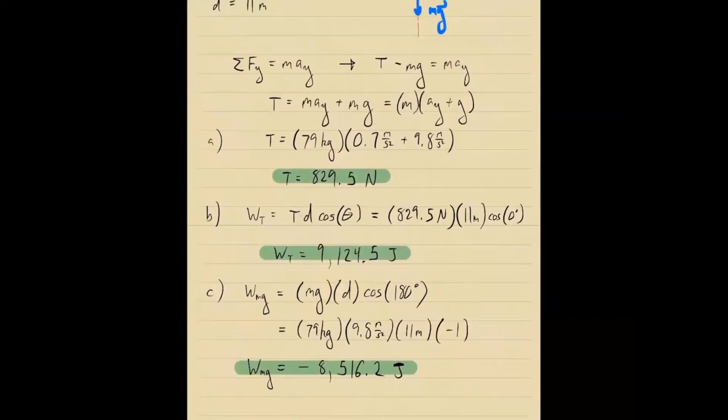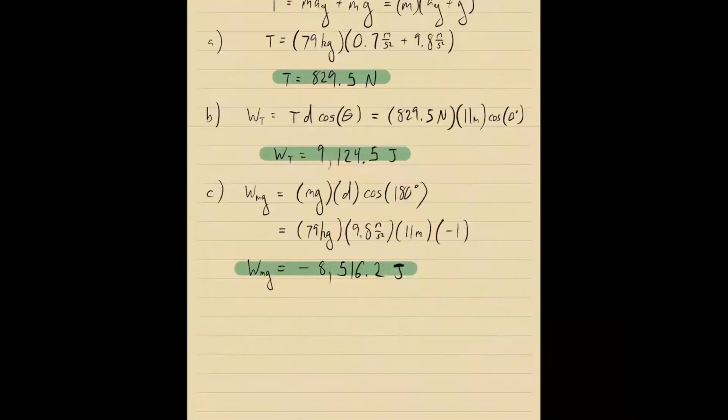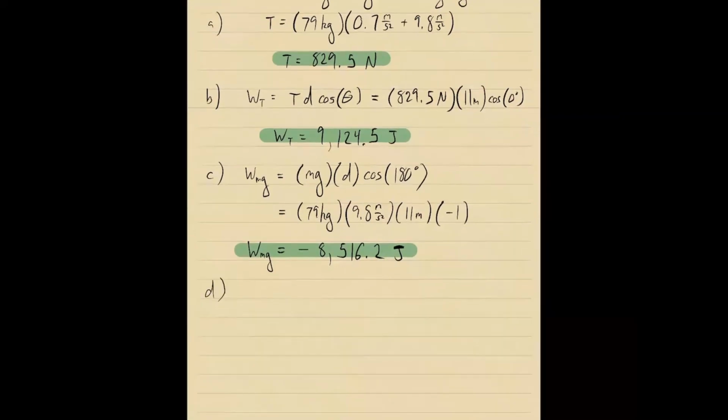And so finally, we have part D, which is asking us to use the work energy theorem to find the final speed of the person. A good place to start is by just writing down the work energy theorem. The work energy theorem says that the net work done on an object is equal to the change in that object's kinetic energy, the final kinetic energy minus the initial kinetic energy for our object.